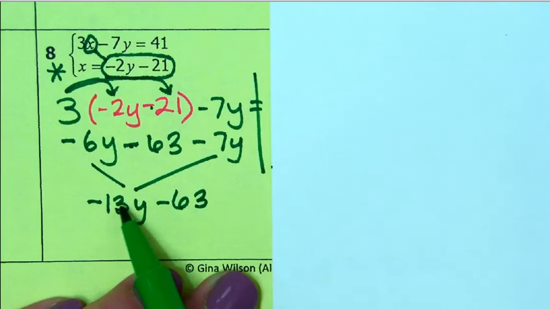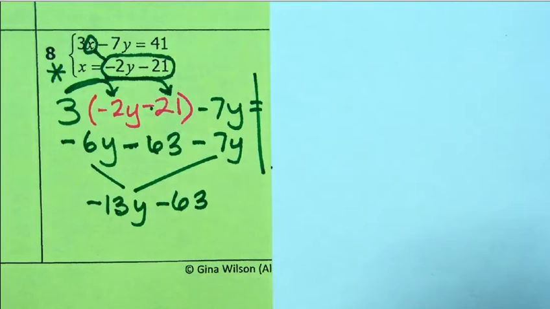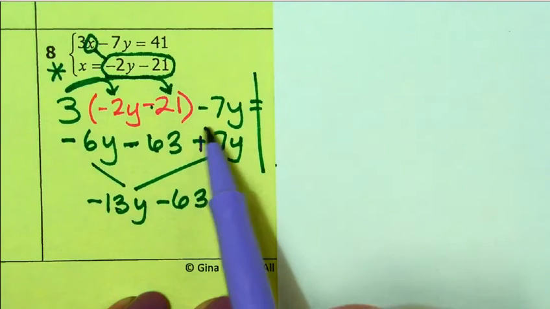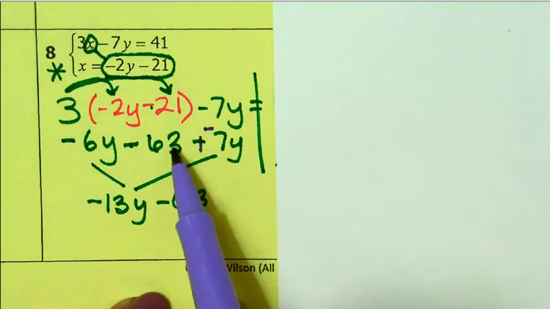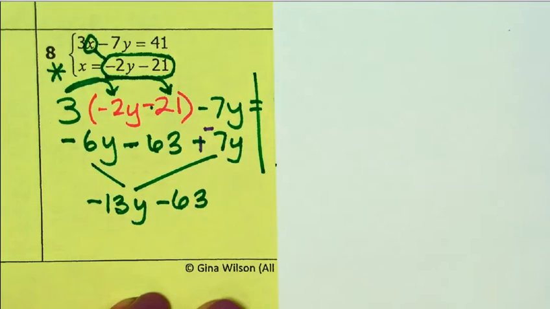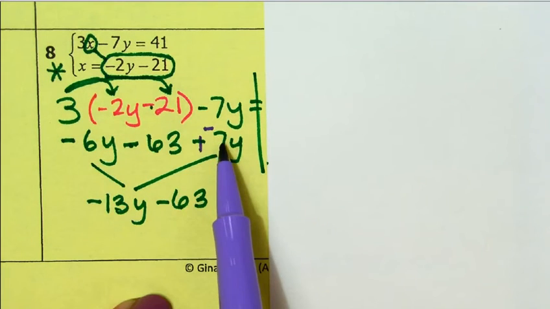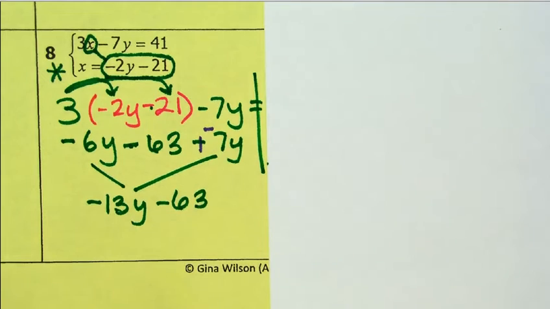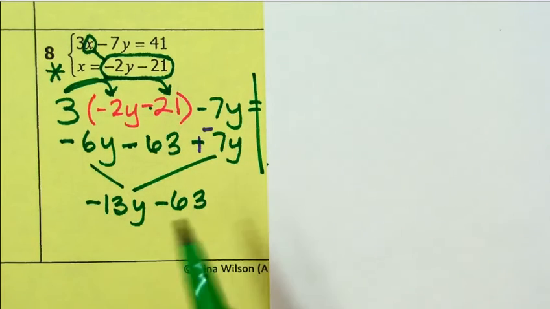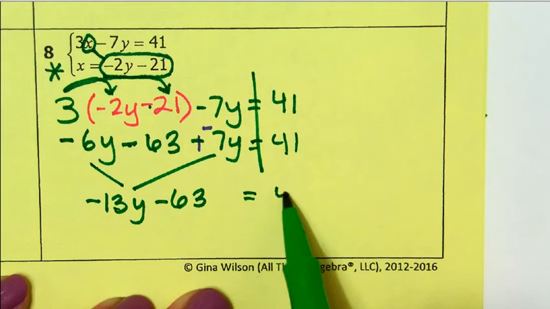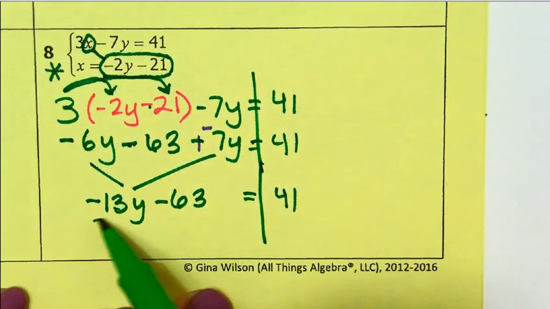Now, if you're having a hard time seeing how this is negative 13, if we add the opposite, additive inverse, whatever you want to call it, I have a negative 6 and a negative 7 here. That's how we get the negative 13. Same sign, you combine the numbers, and then if the numbers are negative, your answer is negative. So that's all the math I have to do on the left. So we can bring down the 41.